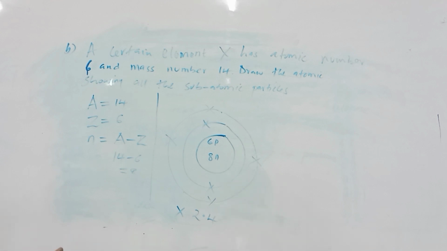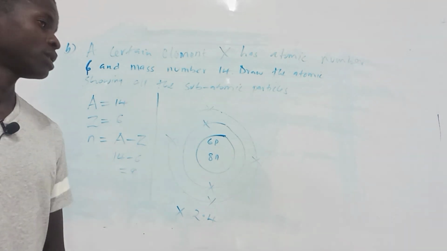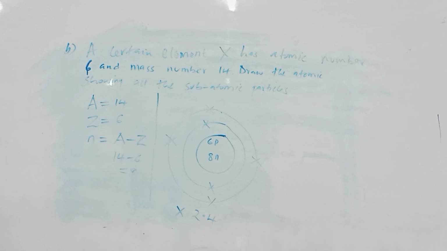So at that point we can draw the structure of any given element with ease, because you have known all that is required for us to draw the structure of an atom.